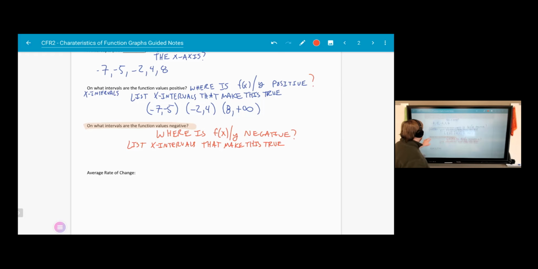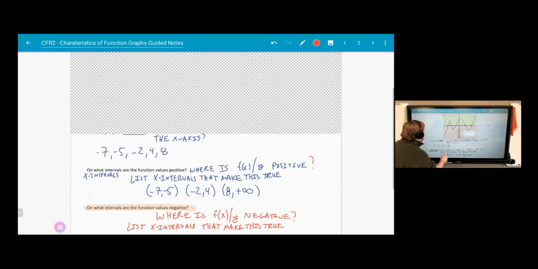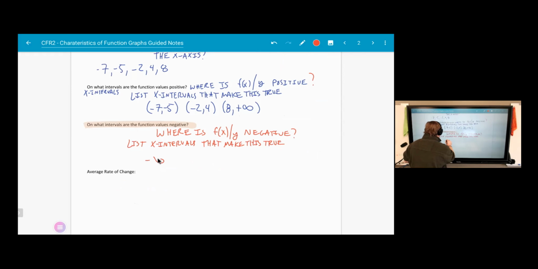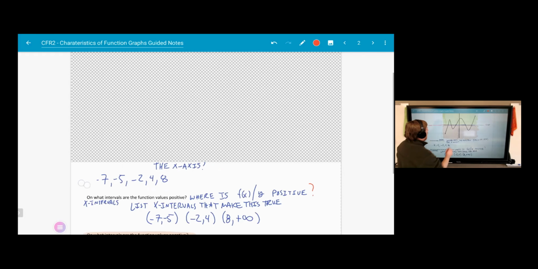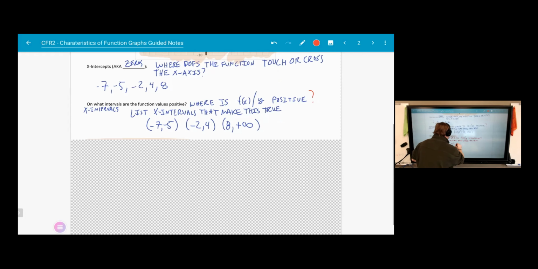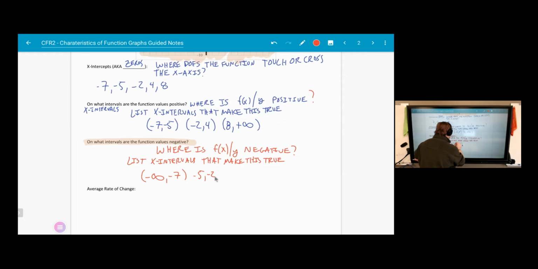And so let's look in here. Well, it's negative. This function is negative. It stays from negative infinity in x up until right there. So from negative infinity until -7, this function is negative. And the other places that it's negative? Oh, hey, right in between these 2 points, the values are down below the x-axis. So from -5 to -2, those are negative function values.